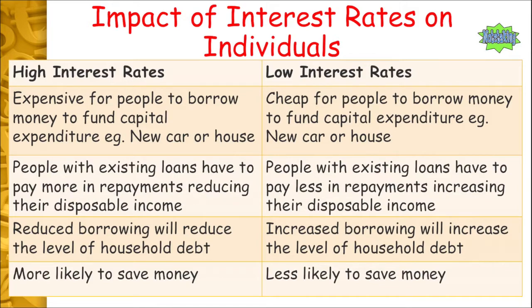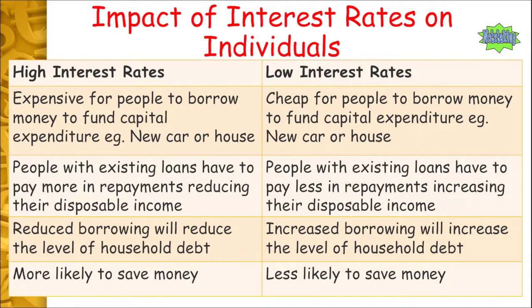For example, buying a new car or a new house, things that people often have to borrow for. If interest rates are high, they're less likely to be able to borrow to do that. On the flip side, if interest rates are low, it's quite cheap for people to borrow money, so they're more likely to buy capital products, such as a new car or a new house.